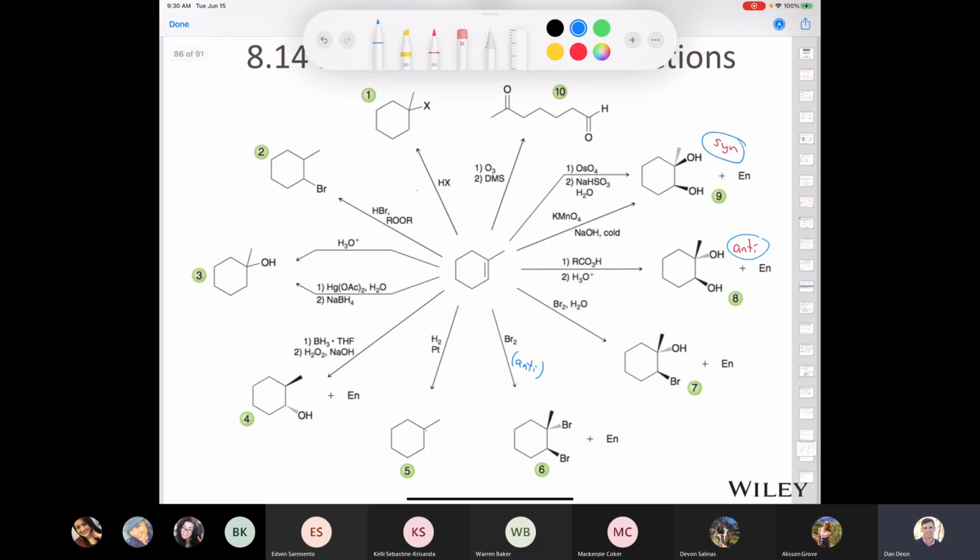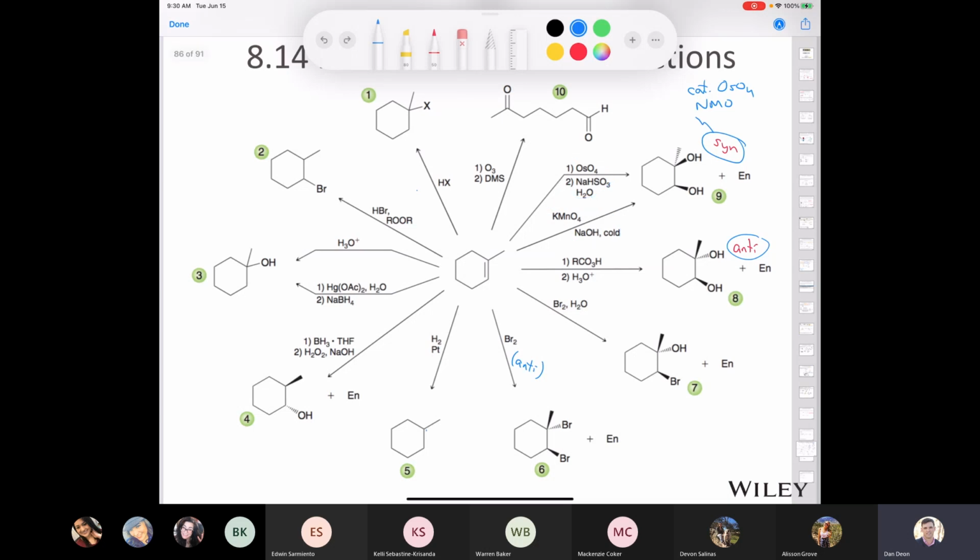Then for syn dihydroxylation, we looked at many different ways to do it. I think the best way isn't even on here, which is a catalytic amount of osmium tetroxide and NMO, which is just one step. I don't know why I put the number 1 there, but I think that's probably the best way to do it. There we go. So catalytic osmium tetroxide and NMO is your co-oxidant. And then we have the other methods here. I won't repeat those again.